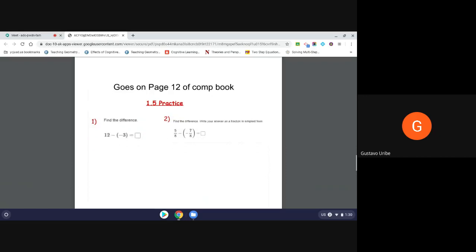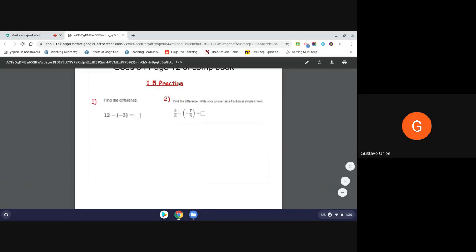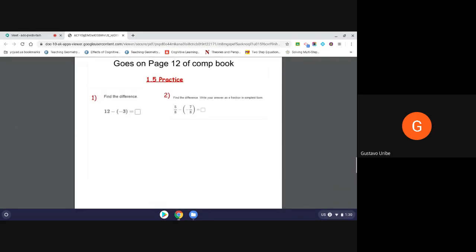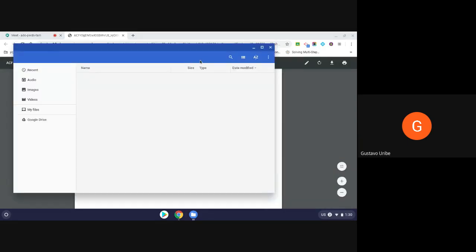Okay, let's go to some practice problems dealing with not only the difference, but also when we have fractions. And then that will be it for the lesson. So let's go ahead and try solving these.